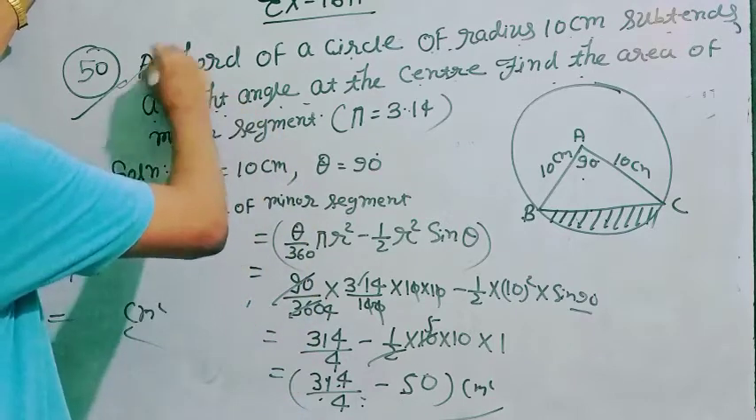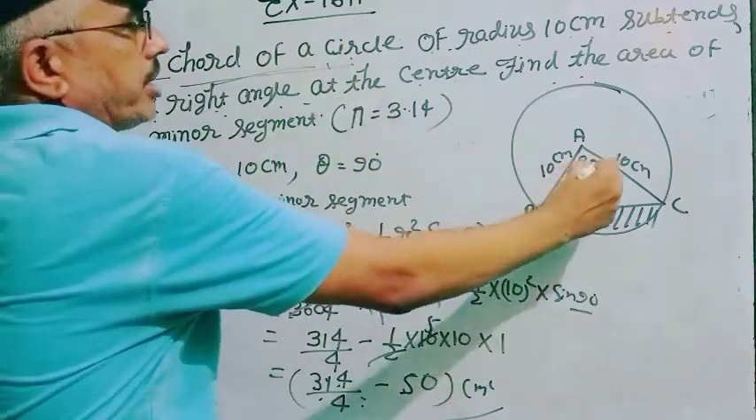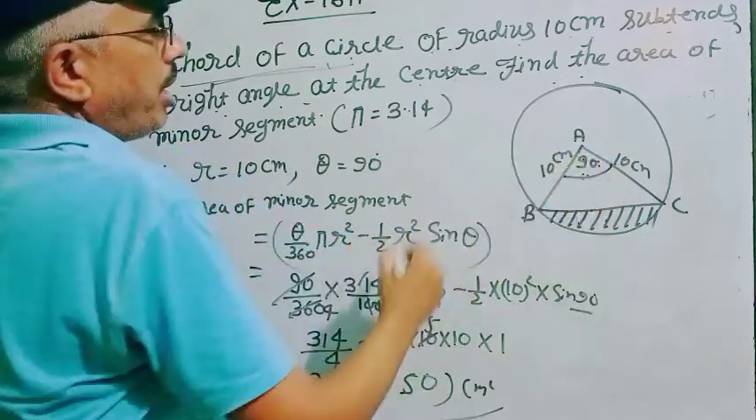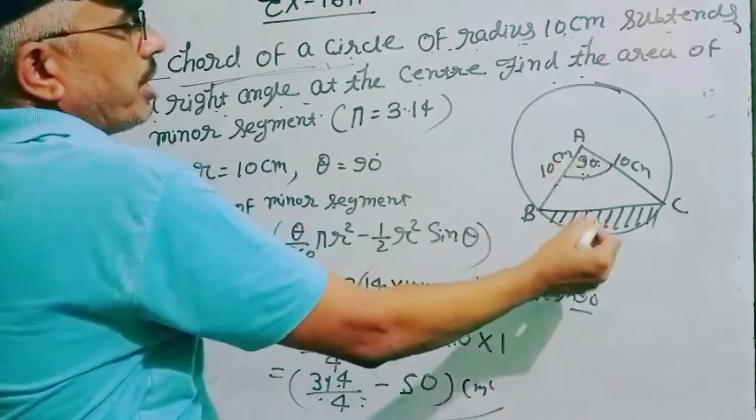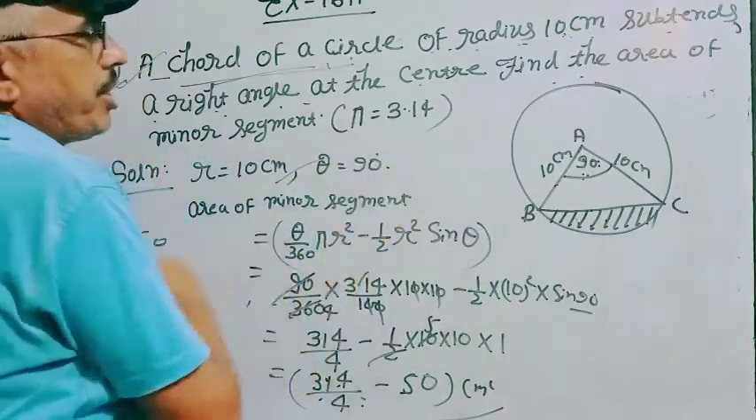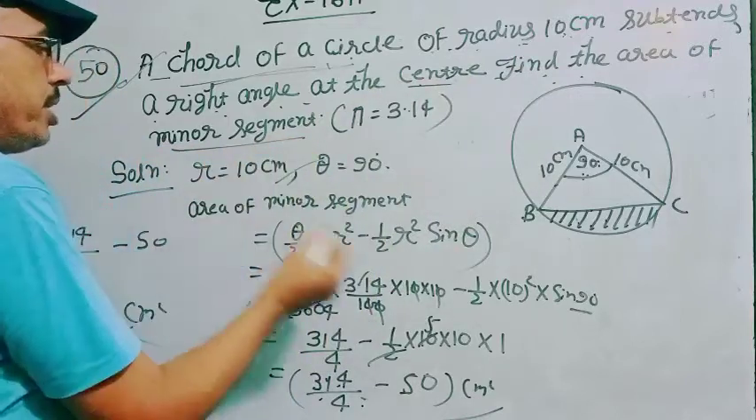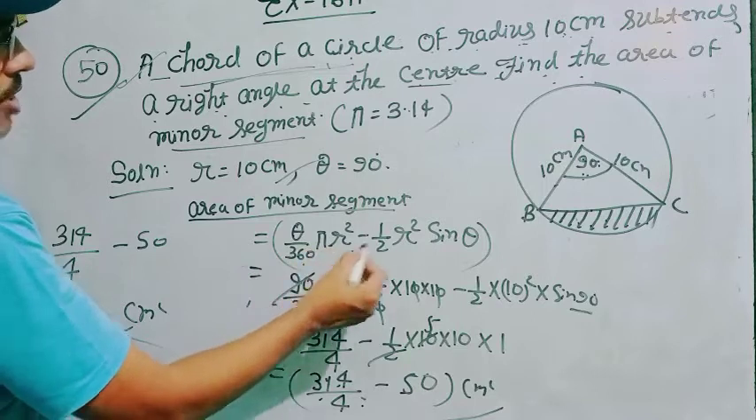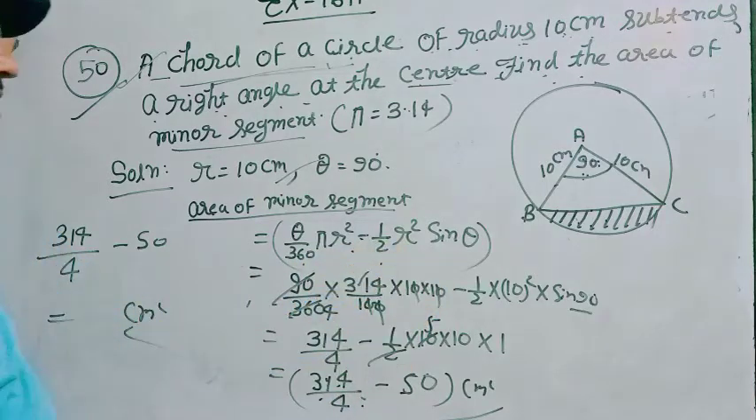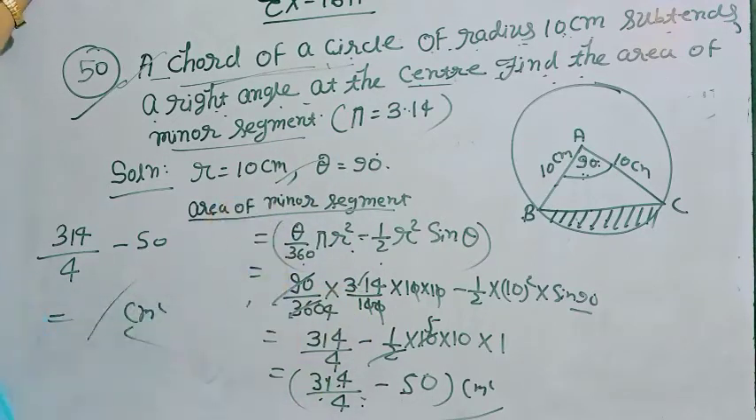So the question is very easy. The chord is given and the chord makes a 90 degree angle at the center. So that is theta, and the radius of the circle is given as 10 cm. Then r is given, theta is given. You only have to find the minor segment. Write the formula of the minor segment, that is theta by 360 pi r square minus 1 by 2 r square sin theta, and only substitute the given values and then you get your solution, that is your answer.